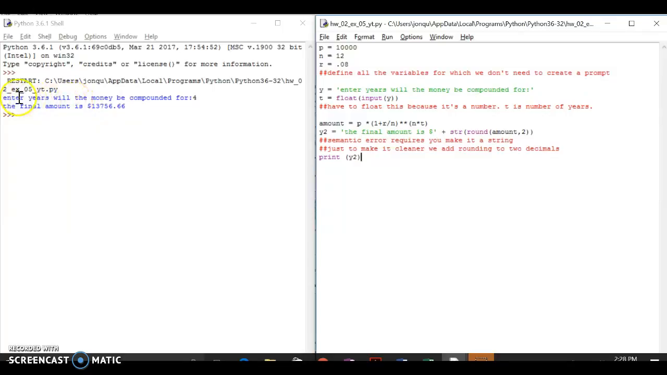And so what we did here was I was prompted with enter the years that money's going to be compounded. That's value t. And so I entered 4 years, and then it spits out what our final amount is given that compounded. And that's basically it. So luckily a lot of the values were defined, and we really just needed to define the formula and have it prompt us for the number of years, which is what we did here.